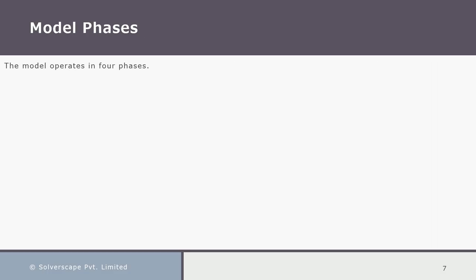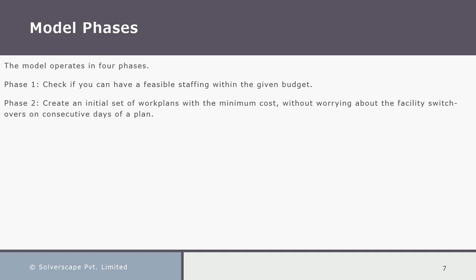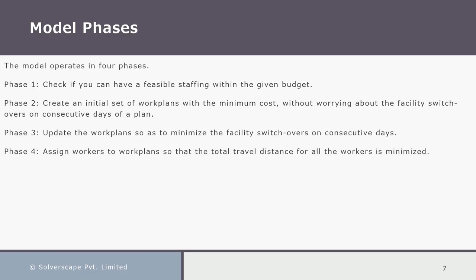The second thing that we have to know is the way the model solves this problem. The model operates in 4 phases. In phase 1, we check if we can have a feasible staffing within the given budget. Phase 2, we create an initial set of work plans in which we are trying to find the minimum cost plan without worrying about the facility switchovers on consecutive days of a plan. Phase 3, we update the plan so that we can minimize the facility switchovers on consecutive days. Fourth, we assign workers to work plans so that the total travel distance for all the workers is minimized.